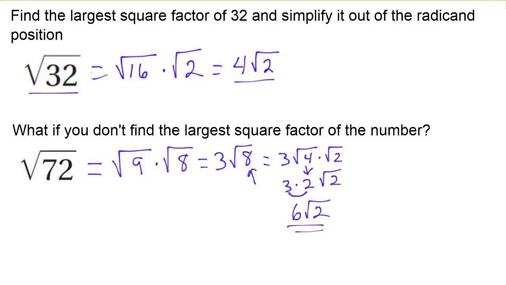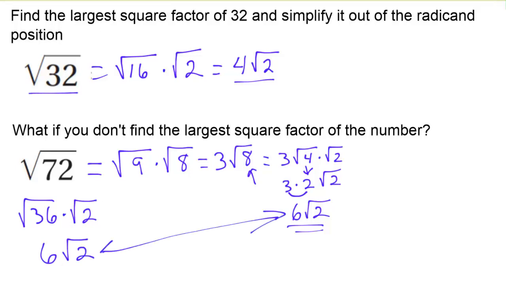If you knew your times tables really well, the best way to write this would have been the square root of 36 times the square root of 2, and the square root of 36 would be 6 square roots of 2, and you can see we end up with exactly the same two numbers.